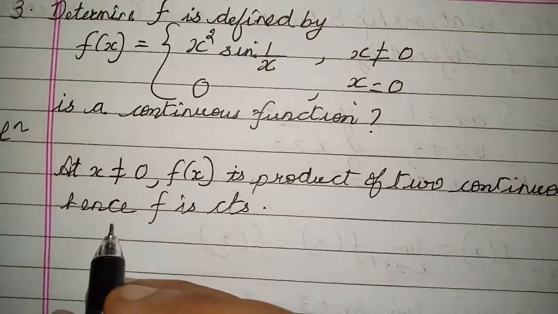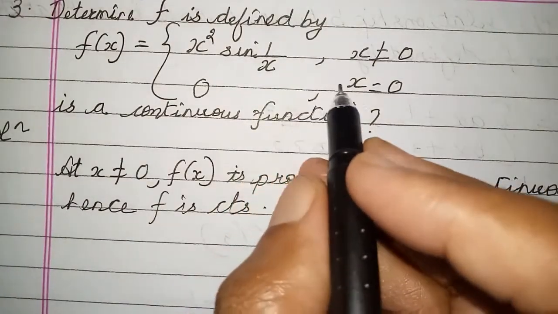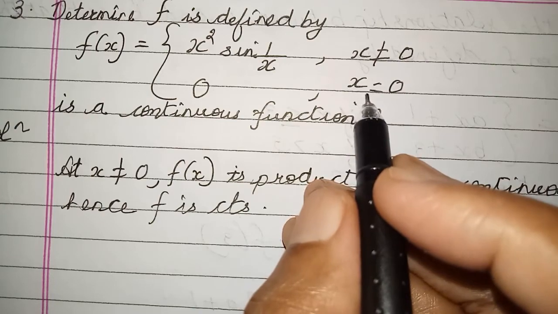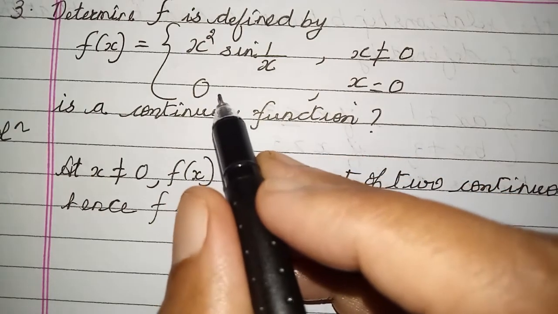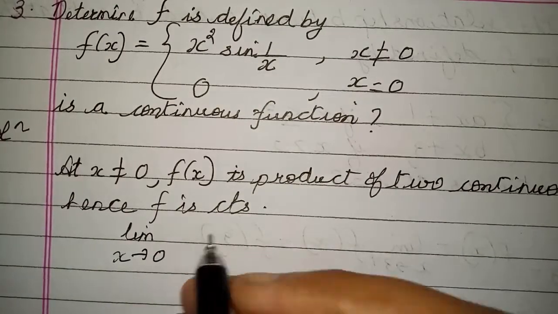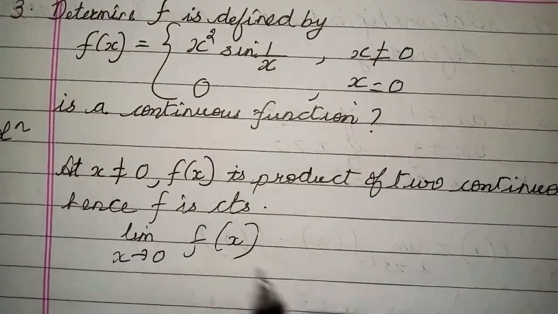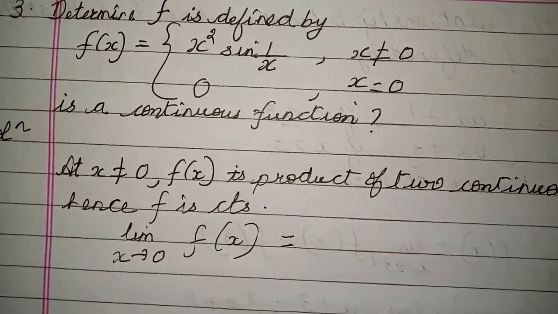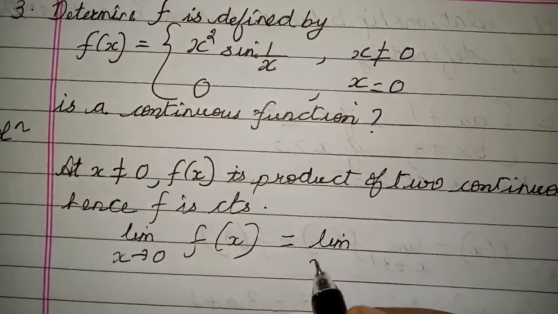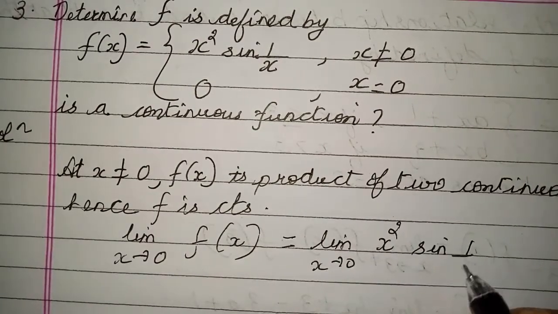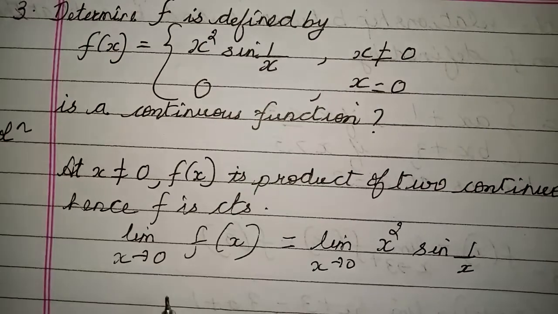Now what happens when x is equal to 0? At x equal to 0, again it's a constant function, it is continuous. So your problem is the limit as x tends to 0, what is the behavior of f of x, when it's not becoming 0? So this will be nothing but the limit as x tends to 0 of x square sine of 1 by x. That means it is trying to become 0 but not becoming 0.